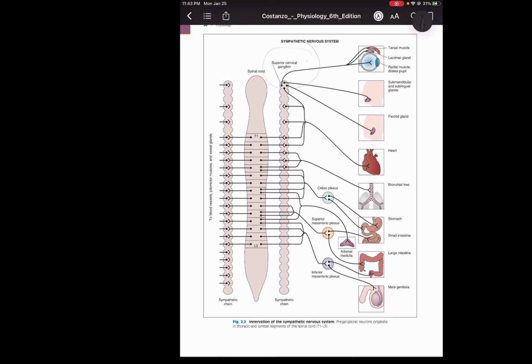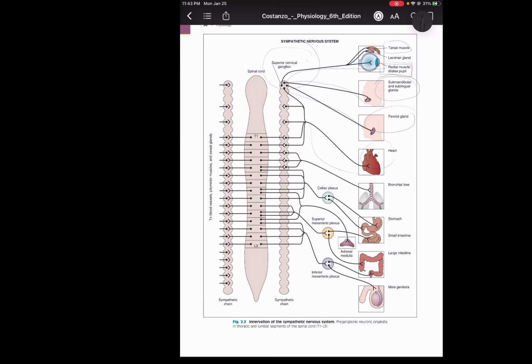And where it goes: first it goes to the lacrimal gland, the radial muscle, which dilates the pupil, and the tarsal muscles. And the second, it goes to the submandibular and sublingual glands, and then the parotid glands. There are so many innervations, you can see the heart.